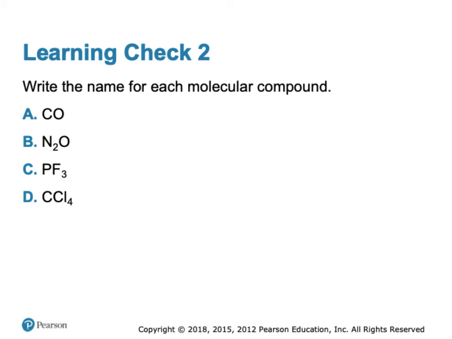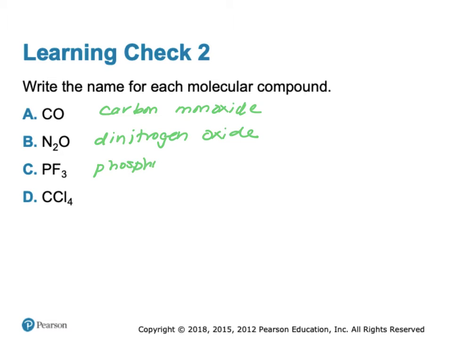Here's another learning check. You have to write the name for each molecular compound. Pause your video and write down the names. The first one is carbon monoxide. Again, this is the exception where you use mono. The next one is dinitrogen oxide. Then we have phosphorus trifluoride. And finally, carbon tetrachloride.